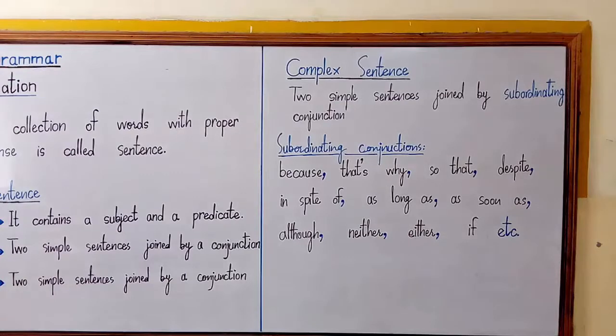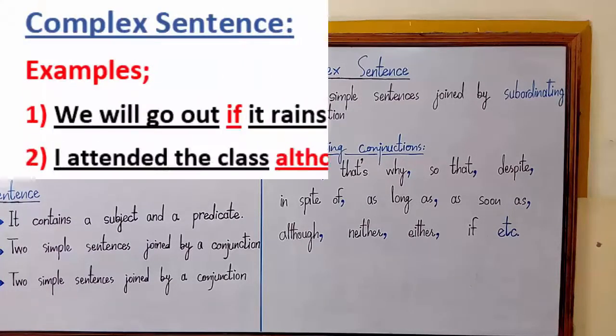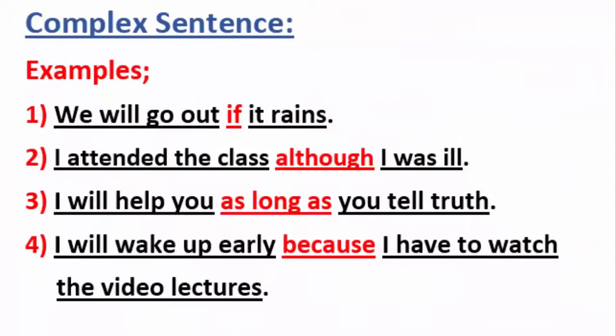Let's take a look at the examples of complex sentences. Example number 1. We will go out if it rains. You can see here there are two simple sentences in this sentence: we will go out and it rains, joined by the conjunction if. Example number 2. I attended the class although I was ill. Same again here, two simple sentences joined by a subordinating conjunction, although.